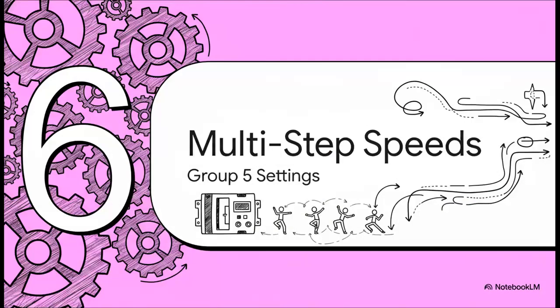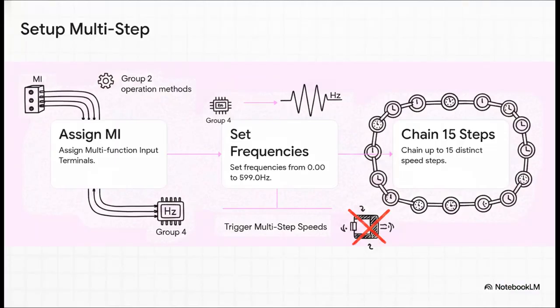brain. Finally, we reach Section 6, Mastering Multi-Step Speeds. Welcome to Group 5, where we teach the drive to perform some really complex automated dances. This right here brilliantly illustrates the power of our building block approach. Because we've already set up our operation methods in Group 2 and our input terminals in Group 4, we can now use them to trigger multi-step speeds here in Group 5.